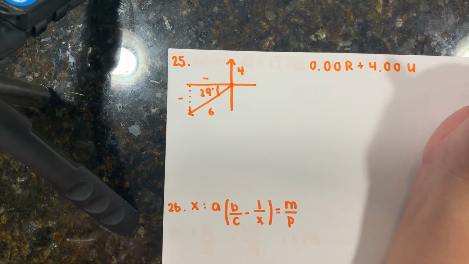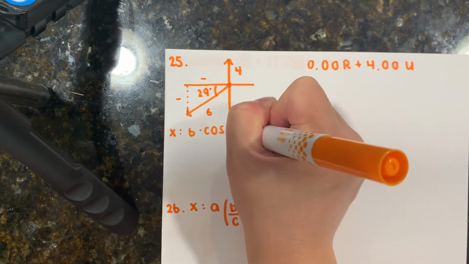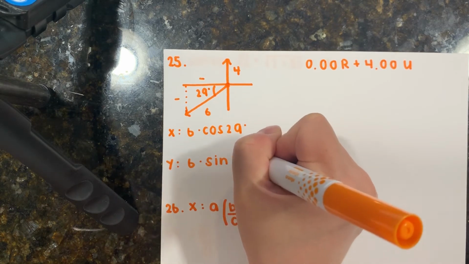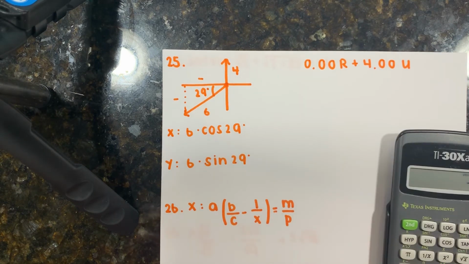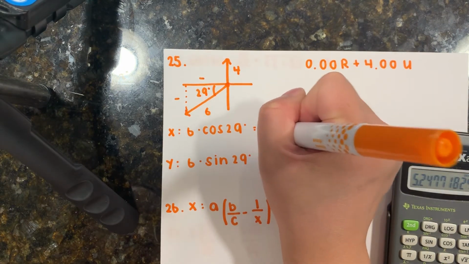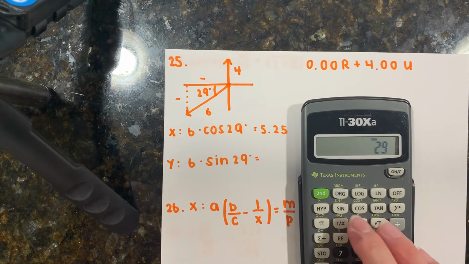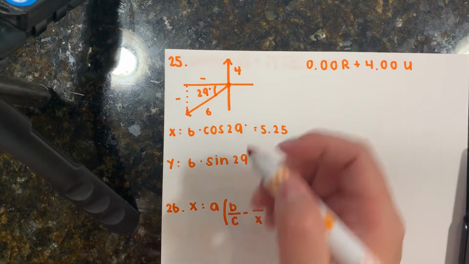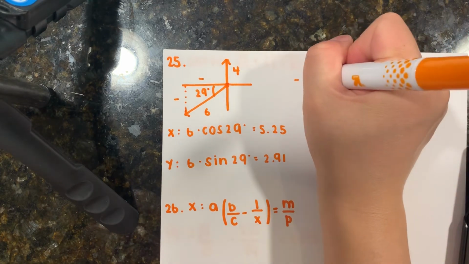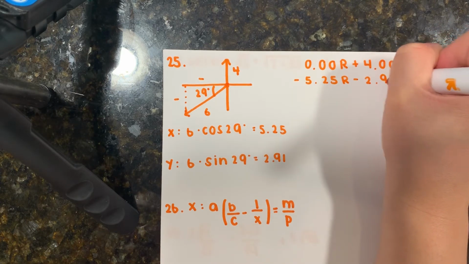So to solve for x, I'm going to do 6 times cosine of 29. And for y, I'm going to do 6 times sine of 29. So 6 times cosine 29 equals, and I get 5.25. Then 6 times sine 29 equals 2.91. So now my x is going to be negative, so it's going to be negative 5.25r. My u is also negative, so it'll be negative 2.91u.